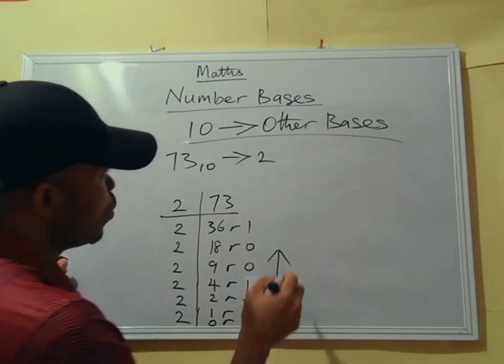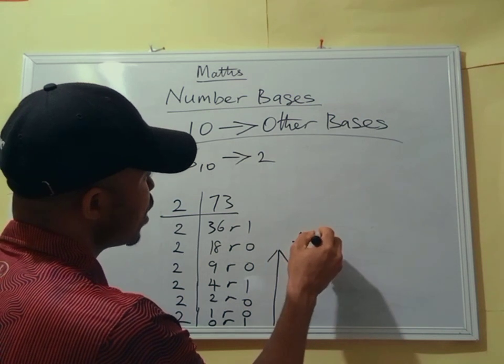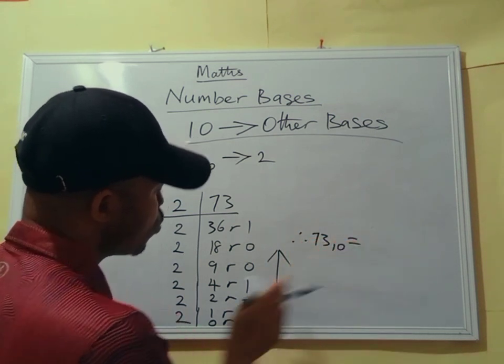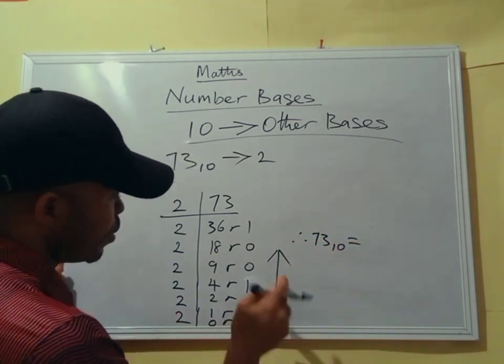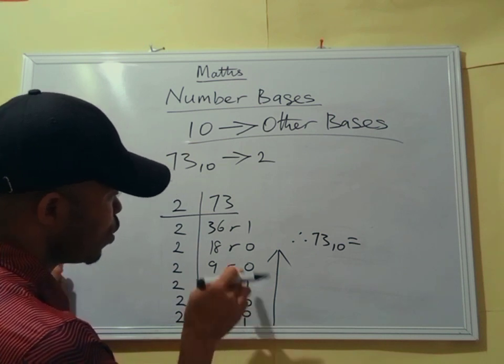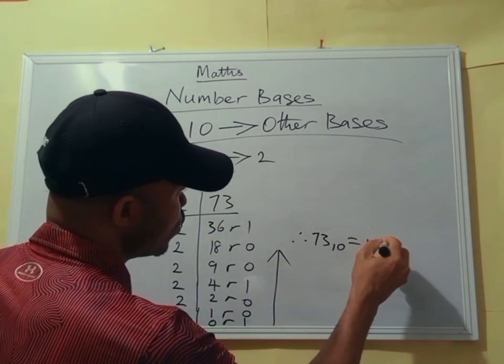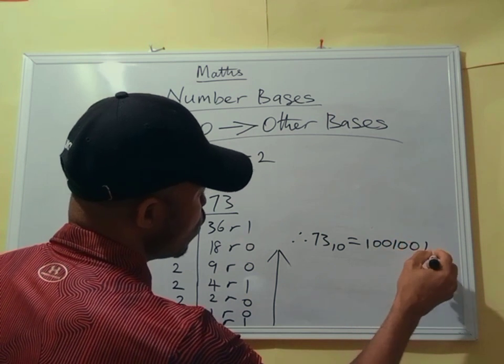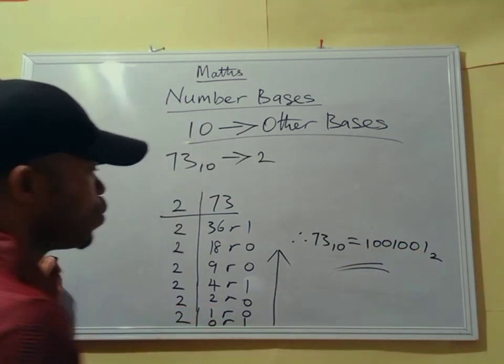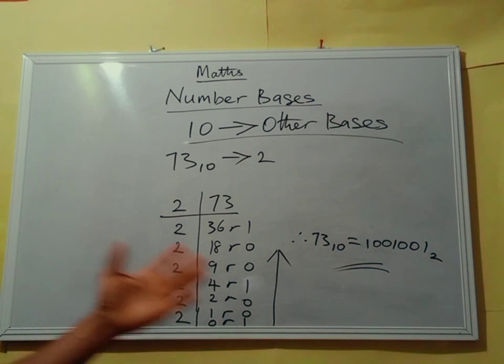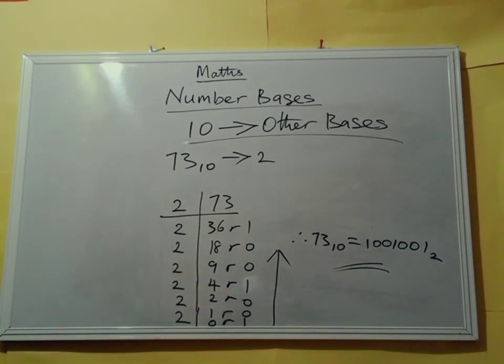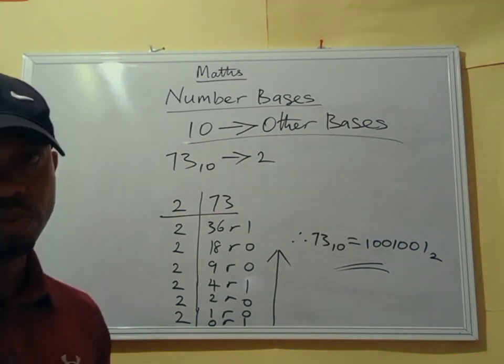So you will conclude by saying therefore 73 base 10 equals, and this is how you take your answer. Take it from here: 1 0 0 1 0 0 1 base 2. So that is how you conclude when you are solving in theory. So 73 base 10 gives us 1 0 0 1 0 0 1 base 2.